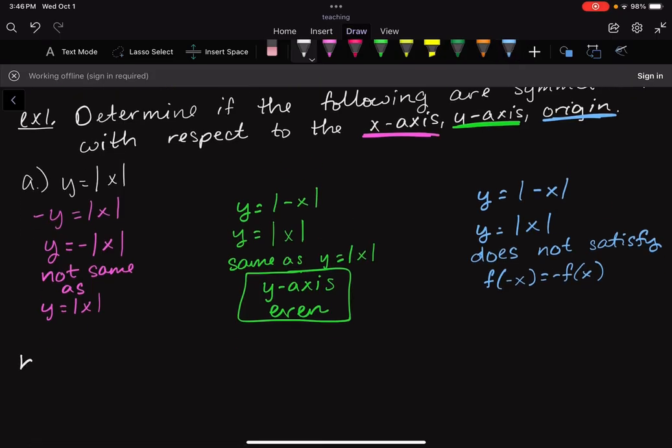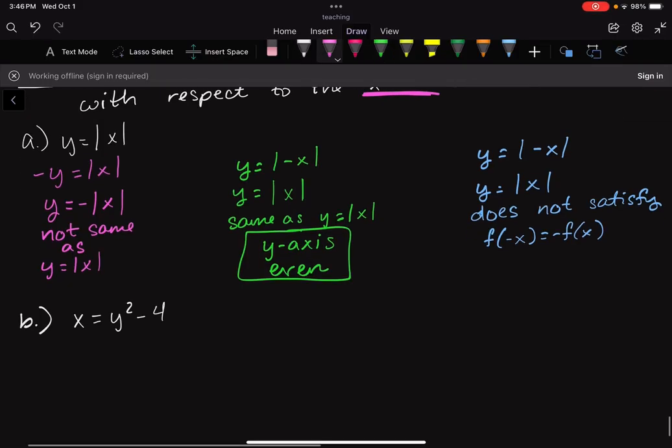Let's try another function. So that one was only symmetrical about the y-axis, so it was an even function. Let's do x equals y squared minus 4. And we'll do some tests.